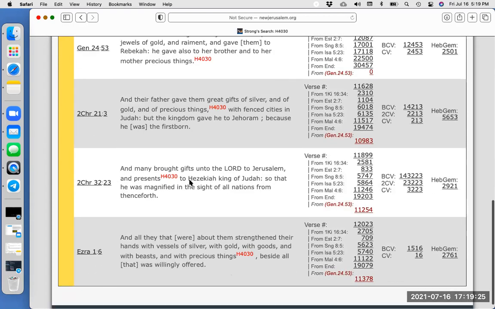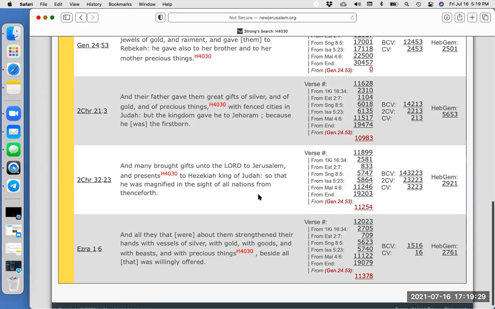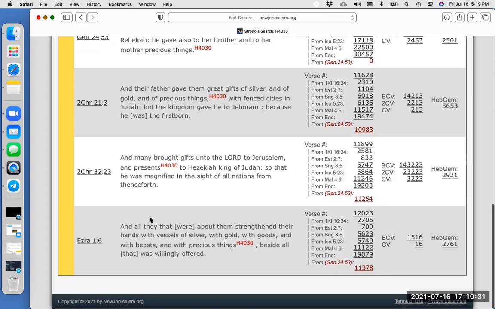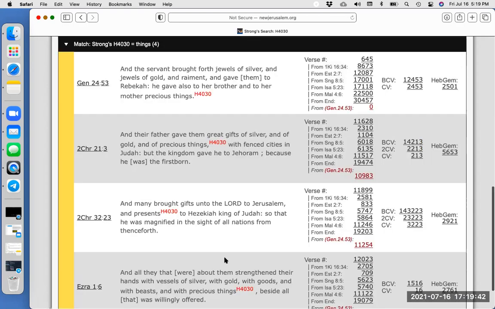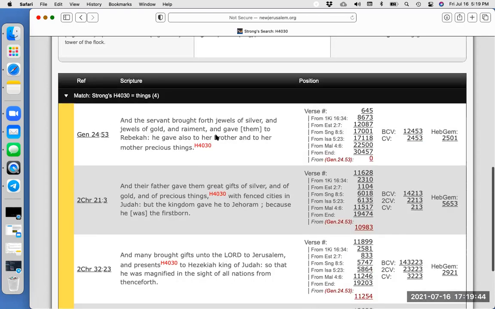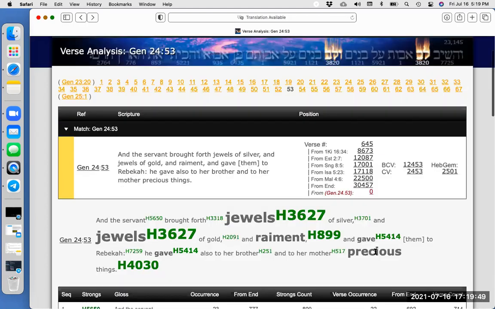There's only 4 references here. Hezekiah, king of Judah, he was magnified in the sight of all nations from henceforth. Nations are there. And all that were about them strengthened their hands with vessels of silver, gold, and goods and beasts, precious things besides all that was willingly offered. Okay, so it was an offering. Now, precious things here, and to her mother precious things. Interesting.